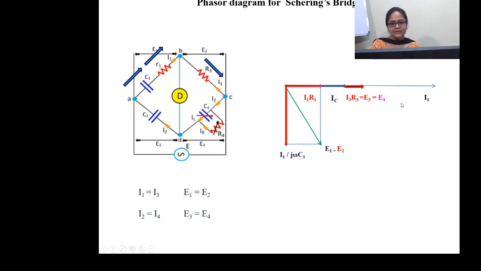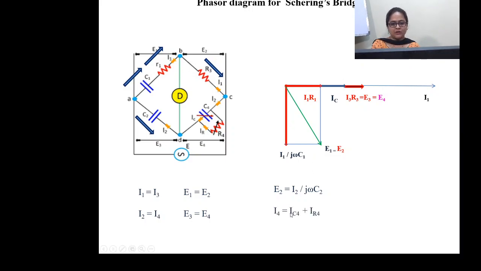Again, E1, E2, E3, E4 are known. All the four voltages are known to us. So we'll add up these four to get the resultant. But before that, we'll move towards the second branch, that is C2. Okay, now for C2, the voltage across C2 is given by I2 upon j omega C2.